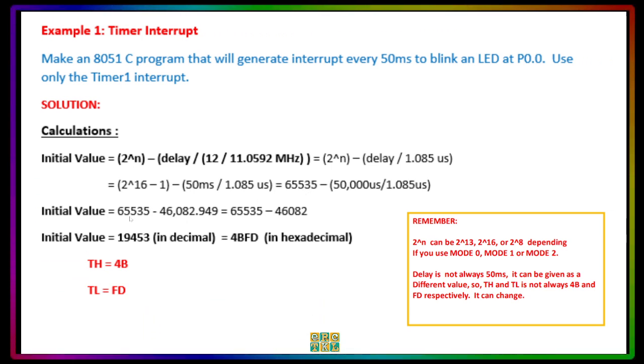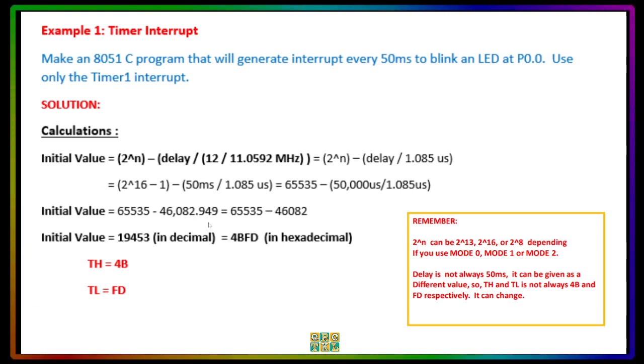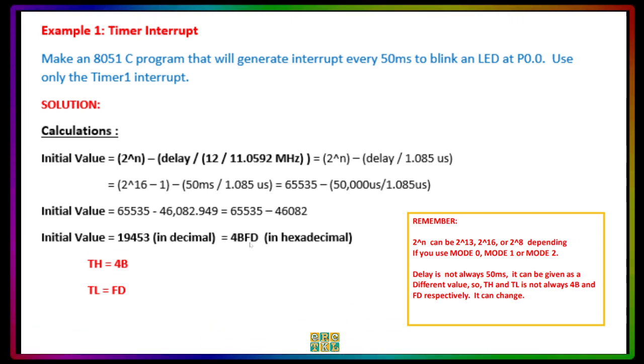And if you continue calculating this, we will get the answer of 65535 minus 46082. We just drop the decimal point here. We can have it as 46082 and we will get 19453. This is the decimal answer, and in hexa that would be 4BFD. So our TH0, if we are using timer 0, oh, we are using timer 1, so TH1 will be 4B and TL1 will be FD.